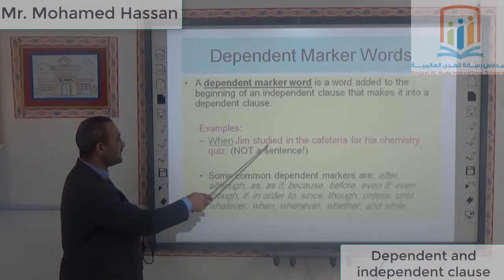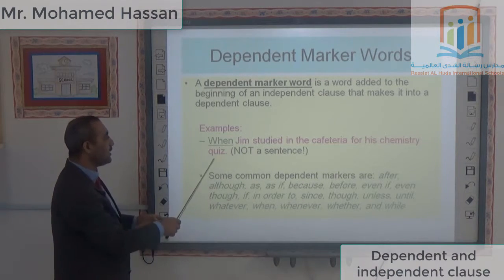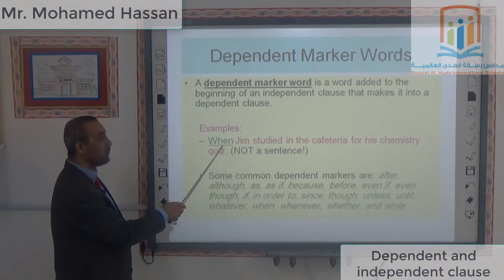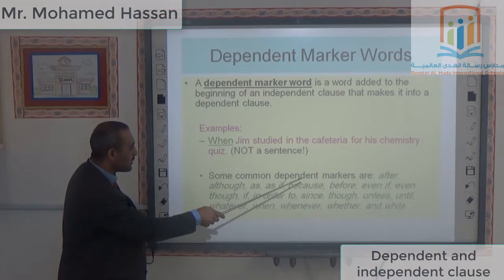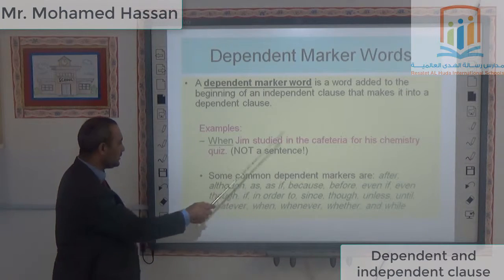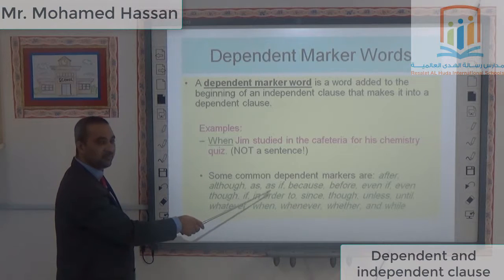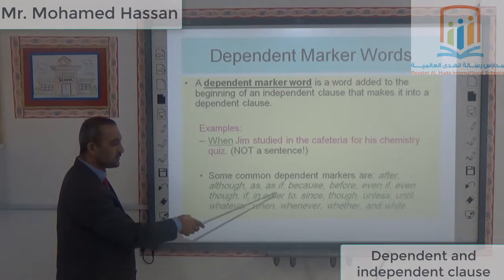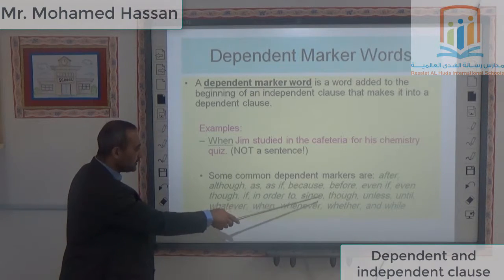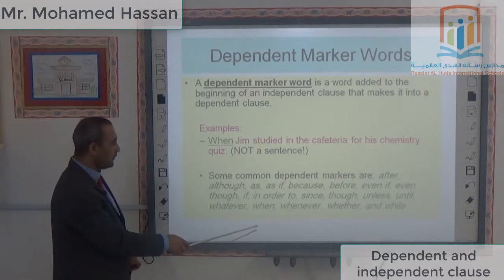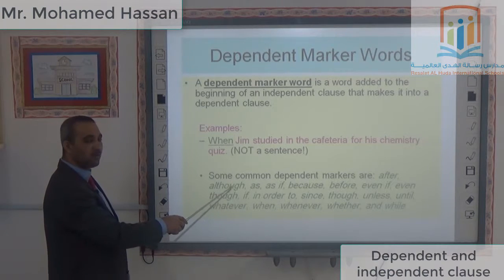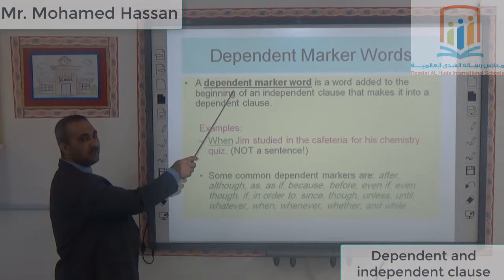You can say, Jim studied in the cafeteria for his chemistry quiz, and stop talking. Okay? It can't stand alone. It doesn't give you a complete meaning. It has a marker word, like when. Some common dependent marker words are after, although, as if, because, before, even if, even though, if, in order to, since, though, unless, until, whatever, when, whenever, whether, and while. If you find a word from these, we call the clause dependent.